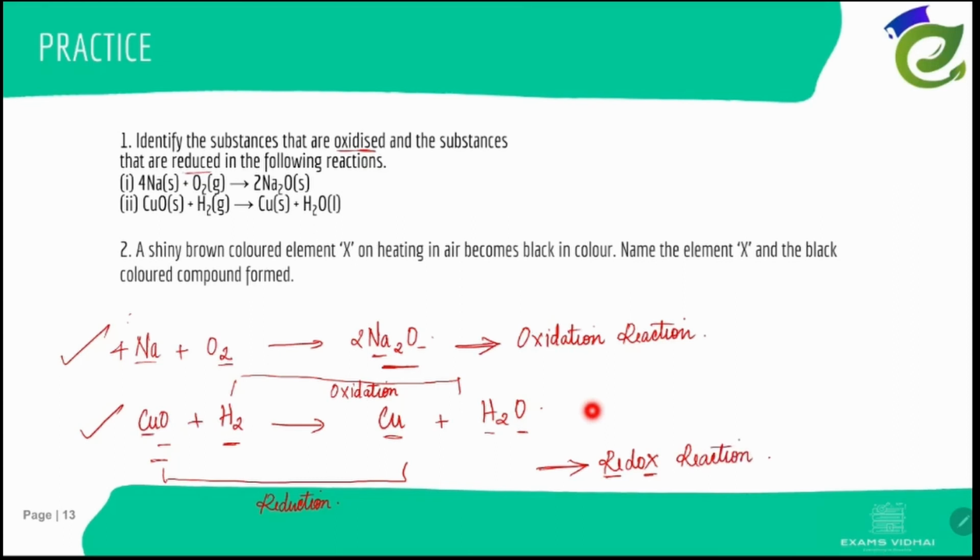What is the next question? A shiny brown colored element on heating in air becomes black in color. Name the element X and the black colored compound formed. We have discussed this reaction in this slide. Please take your time and think, and then resume the video and check the answer.